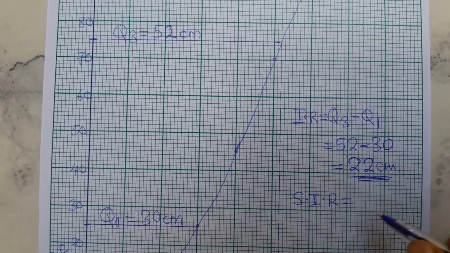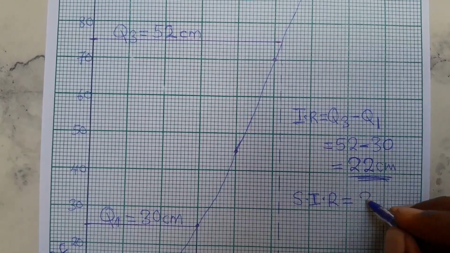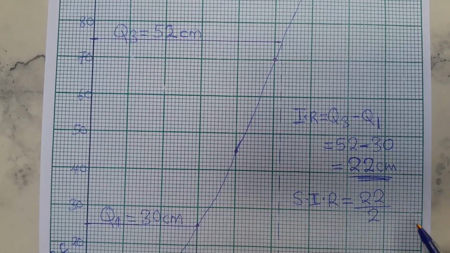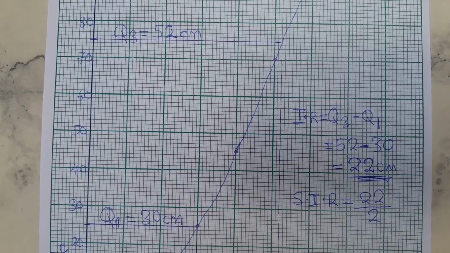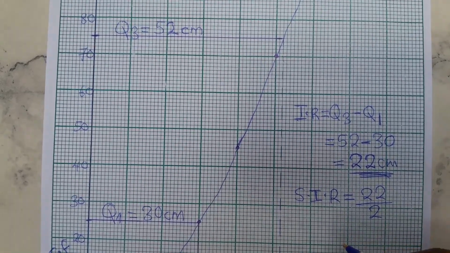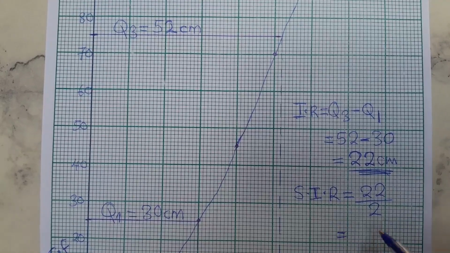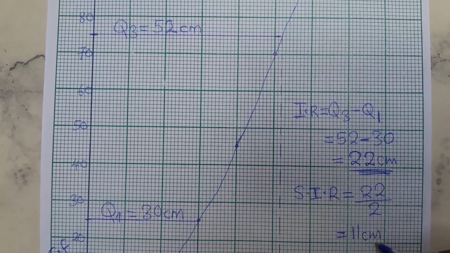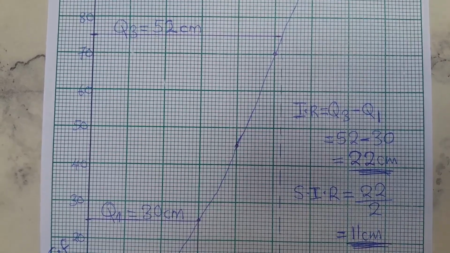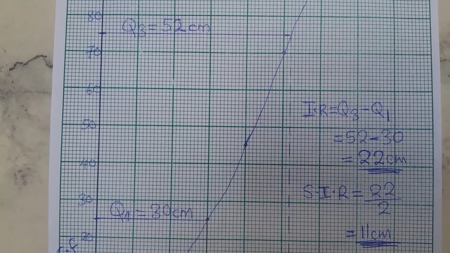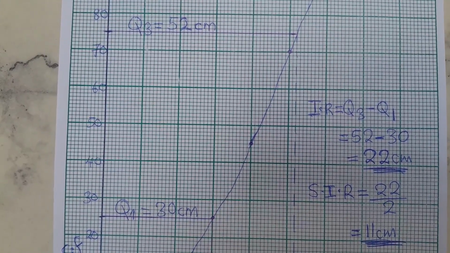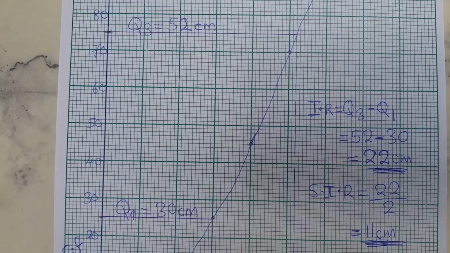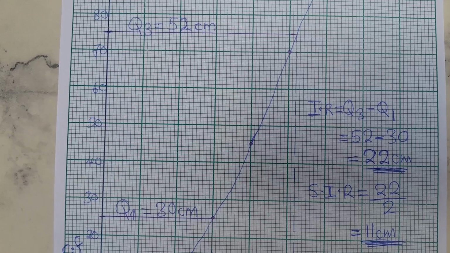Semi-interquartile range is equal to, you just get this 22, just divide by 2. If you want to multiply by 1 over 2, it is one and the same. So just divide by 2. You get 11 centimeters. This is the semi-interquartile range. This is what you are supposed to do. So these are things that you need to know. I think you've learned something from this. You are able to answer questions in an exam.